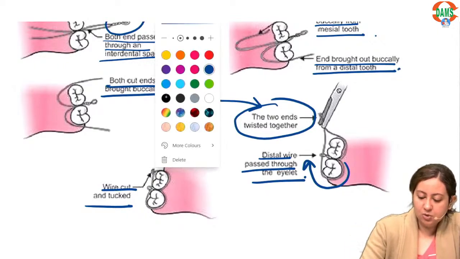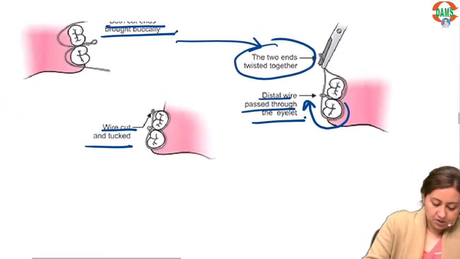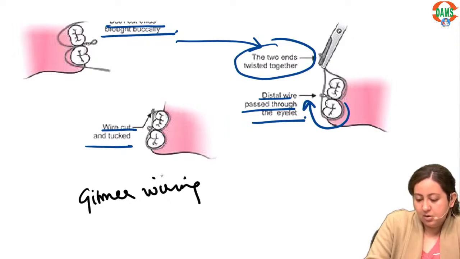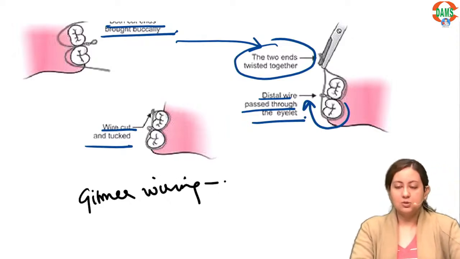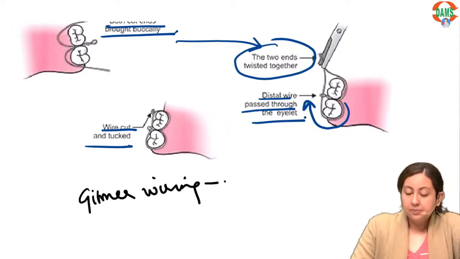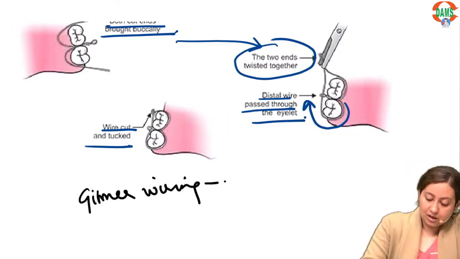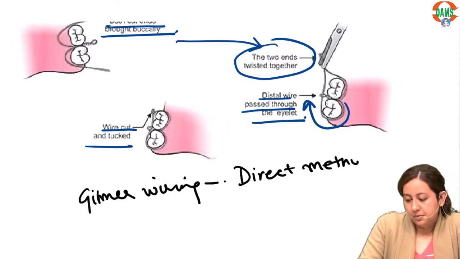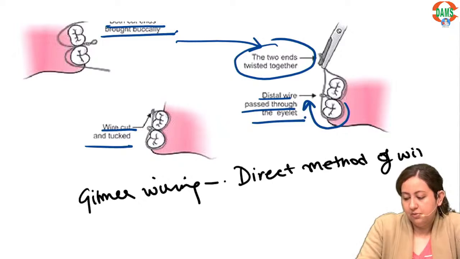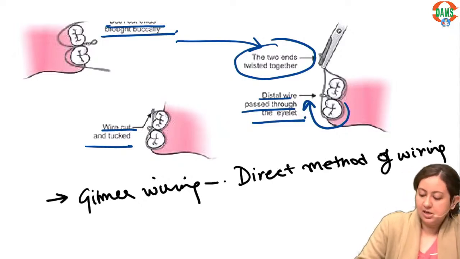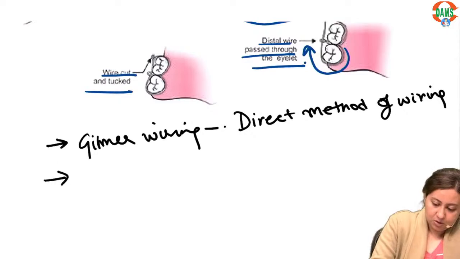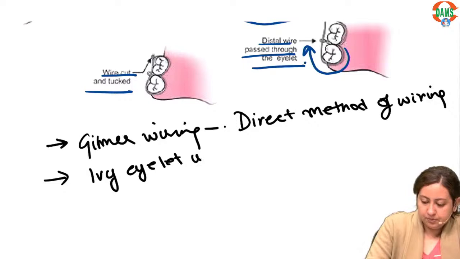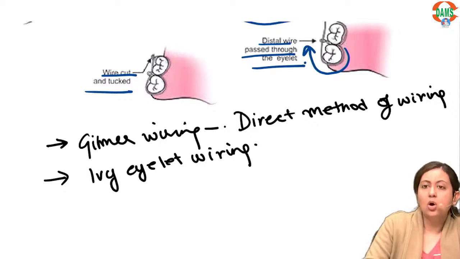Now just to revise quickly, although I have taught this before as well, what are the different types of wiring? So your Gilmer wiring is the direct method of wiring. Then your next is Ivy eyelet wiring, which we just saw.